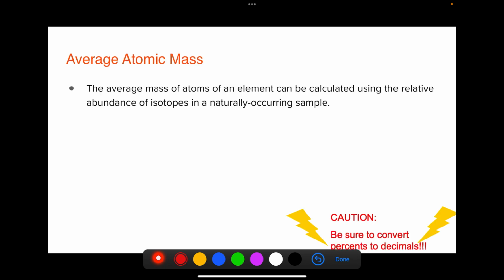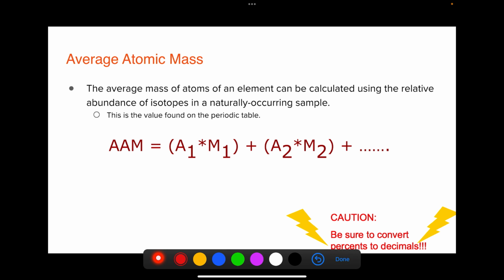The average atomic mass of atoms in an element can be calculated using the relative abundance of the isotopes in the naturally occurring sample. The value you get when you do this should be the value that you find on the periodic table. The periodic table values represent the weighted average of all of the isotopes in a naturally occurring sample. The equation we use to calculate this looks like this.